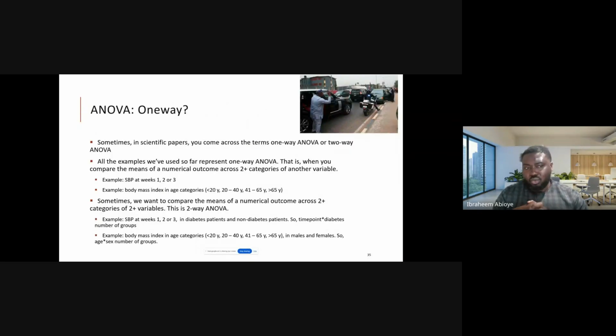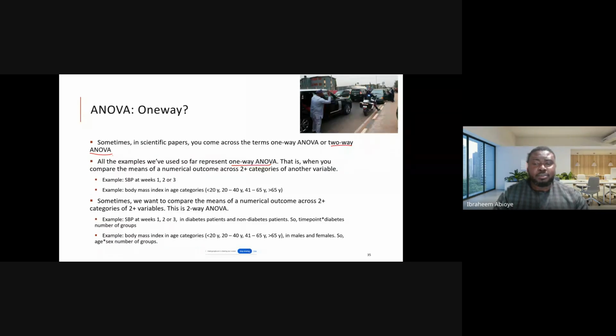Also just mention the one-way ANOVA. Sometimes in papers you come across something called one-way versus two-way ANOVA. Basically everything that I've been talking about here today is one-way ANOVA. A two-way ANOVA, which you're more likely to come across in animal studies, is not very usual in human studies.